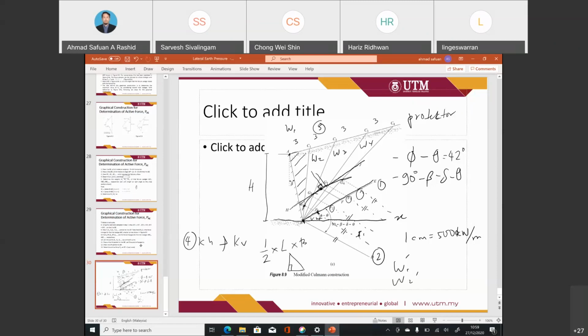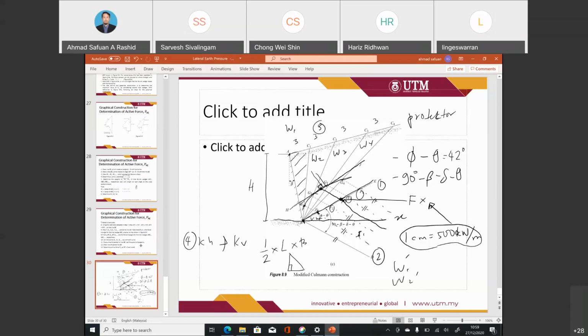Draw a line which is parallel to BD until it meets the BE. So this is the F value. Your F, which is obtained here, multiply with the scale that you have used to get the value for the PAE. So that is the Coulomb method. I repeat again from the start.